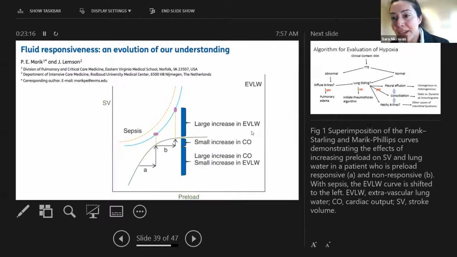And the reason I put this up there is to say that in patients who are septic, their extravascular lung water curve, which you see here, gets shifted up. So even though they may be fluid responsive, where you get a large increase in cardiac output based on the Frank-Starling curve, for that same patient, once they're septic, they get more extravascular water when given fluid. And when you reach the plateaued area of the Frank-Starling curve, you get even more increase in extravascular lung water with administration of fluids.